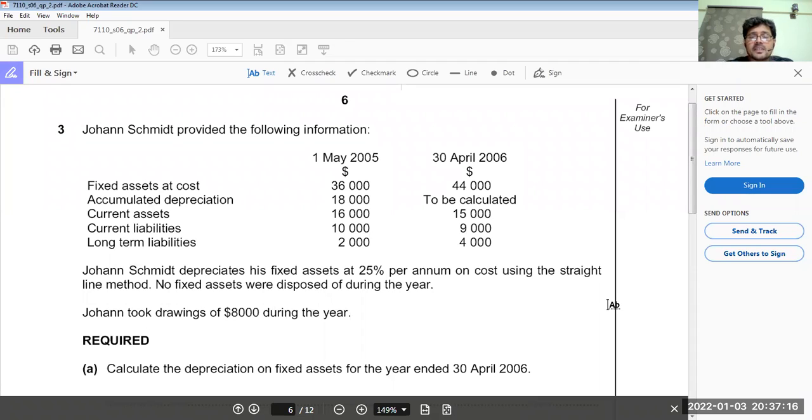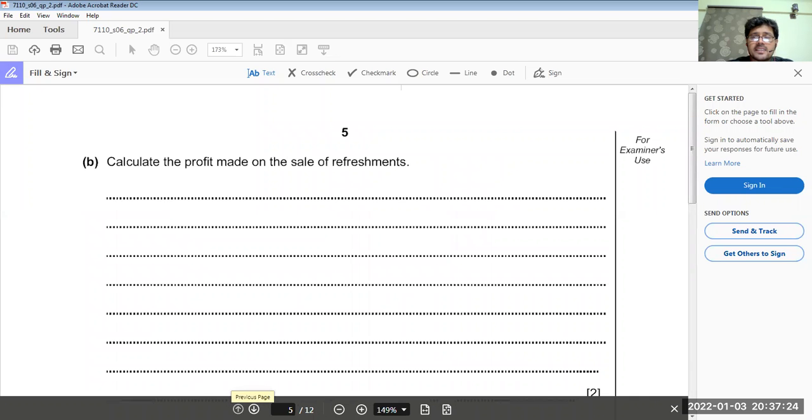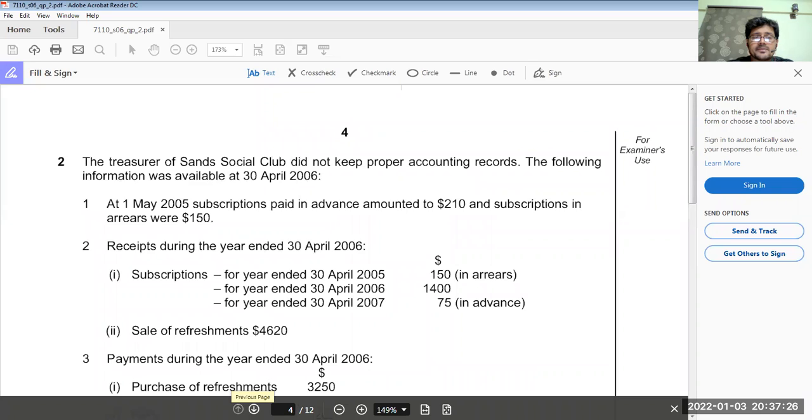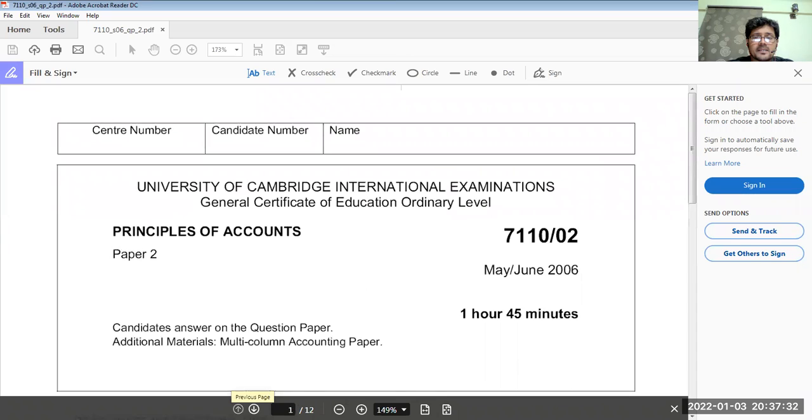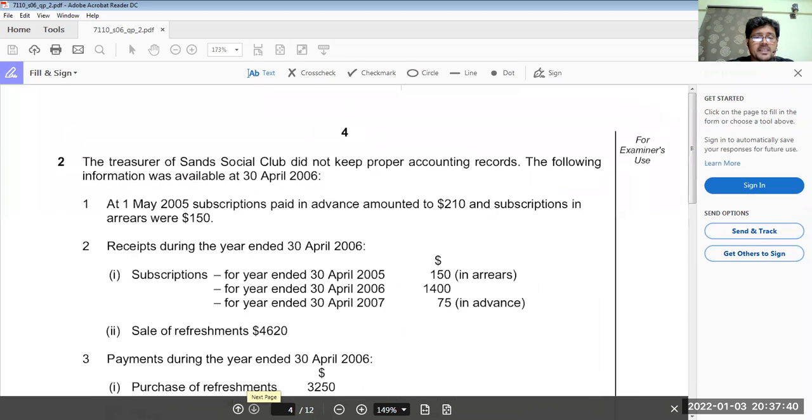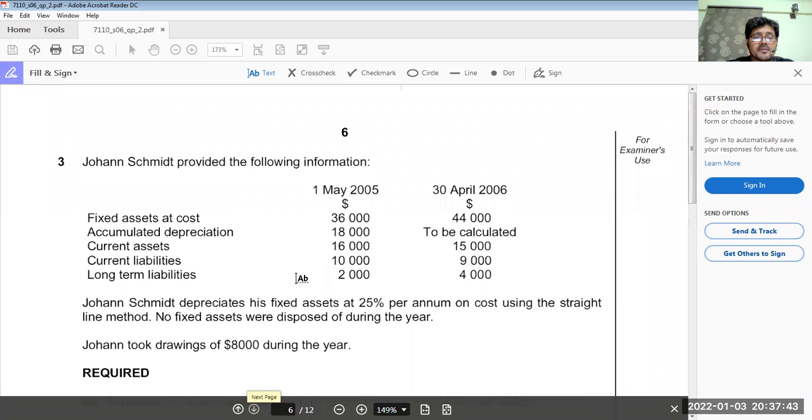So see the question. Here is the question. This question is from June 2006, paper 2, that means paper 22. John Smith provided the following information.